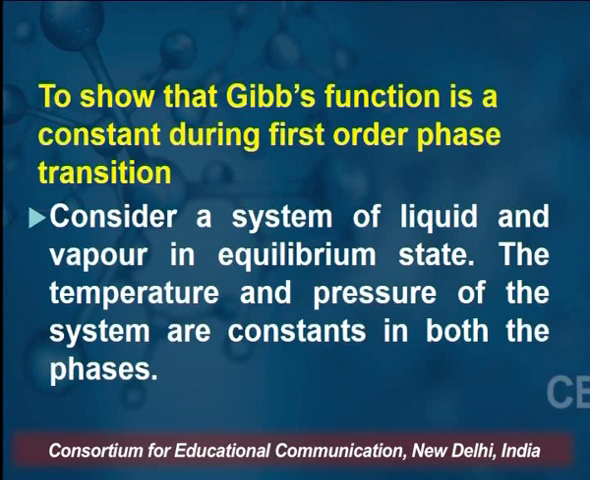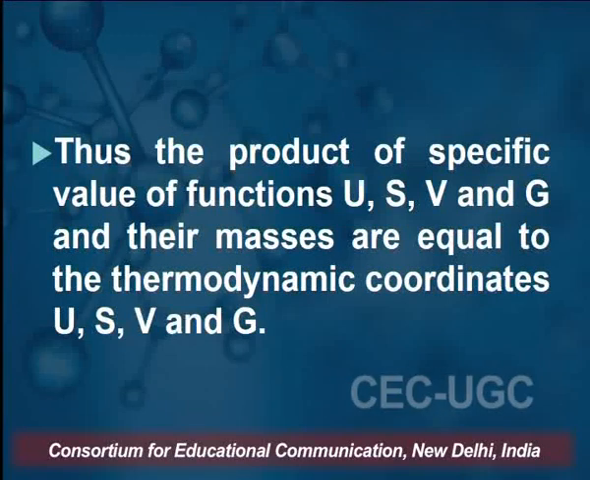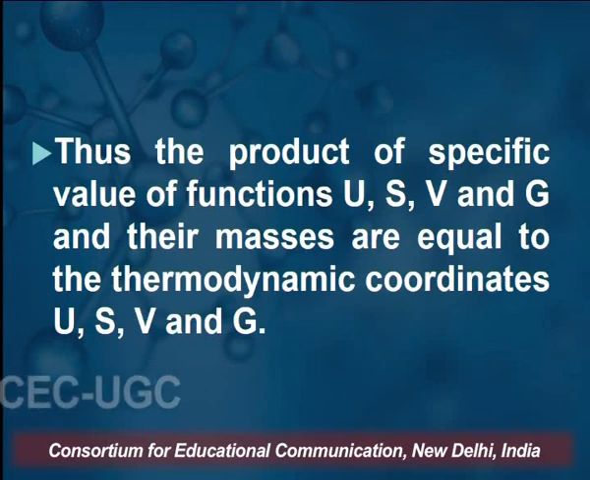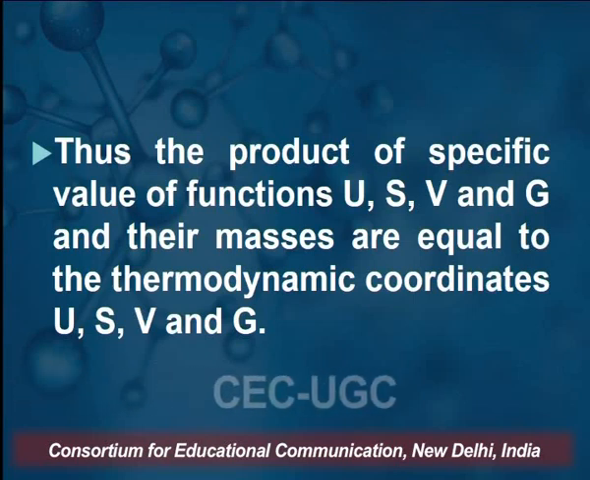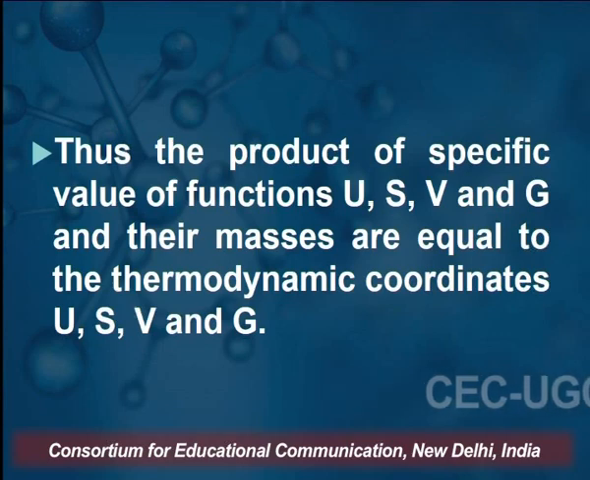Now let us show that the Gibbs function is a constant during the first order phase transition. Consider a system of liquid and vapor in equilibrium state. We have seen that the first order phase transition is characterized by constant temperature and pressure in both the phases. Thus, the product of specific values of functions u, s, v and g and their masses are equal to the thermodynamical coordinates.